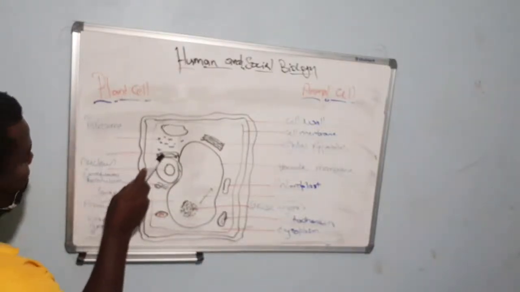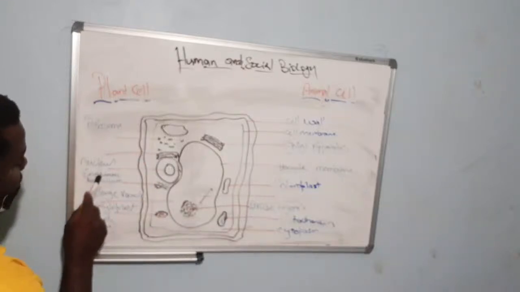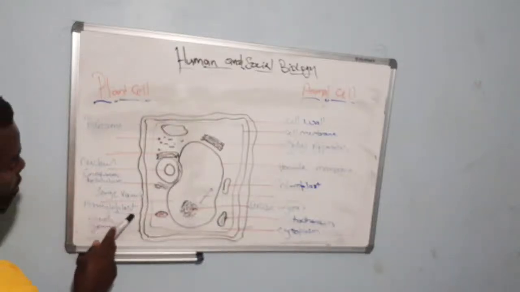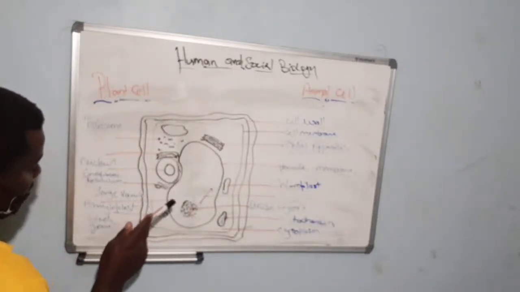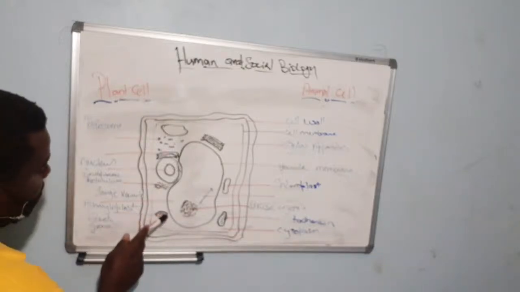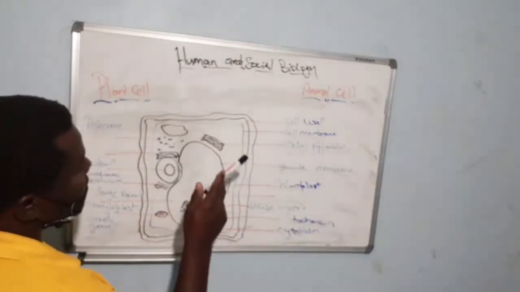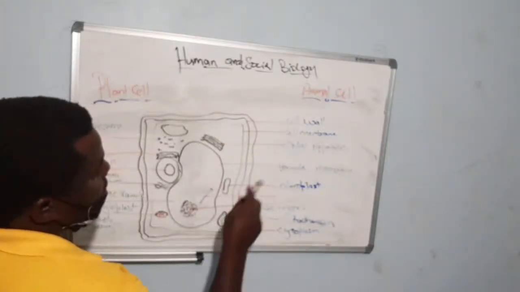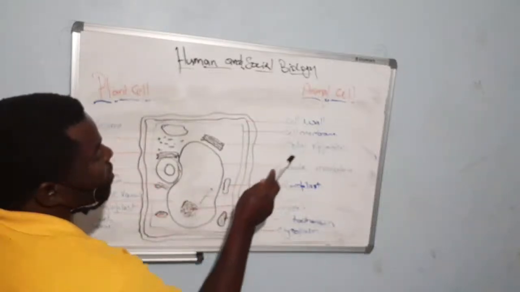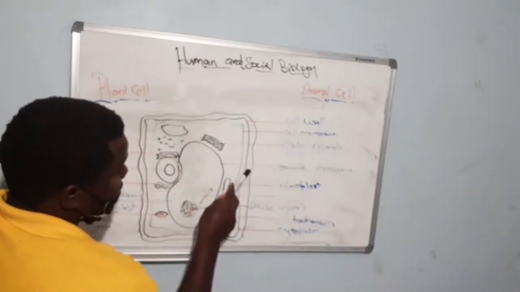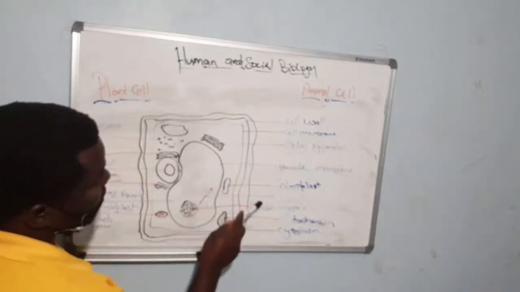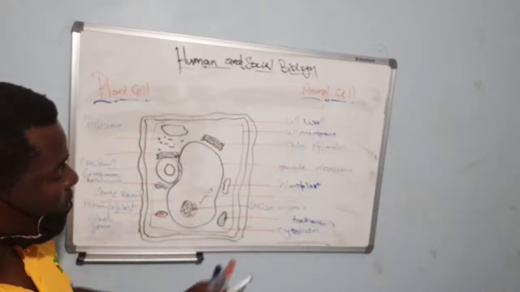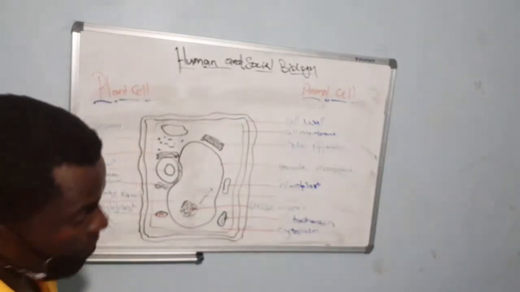Right here, we have the nucleus. There, we have the endoplasmic reticulum, the large vacuole, the amyloplast, and the starch grains, alright? And we have the cell wall, the cell membrane, the Golgi apparatus, the vacuole membrane, the chloroplast, the juice crystals, the mitochondria, and also the cytoplasm.